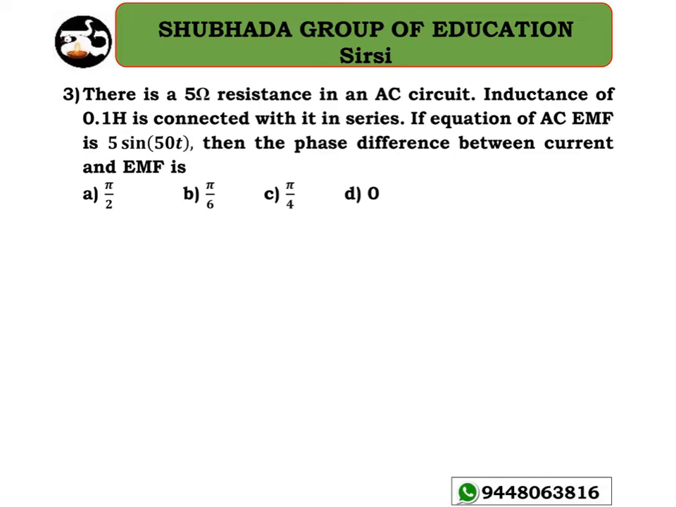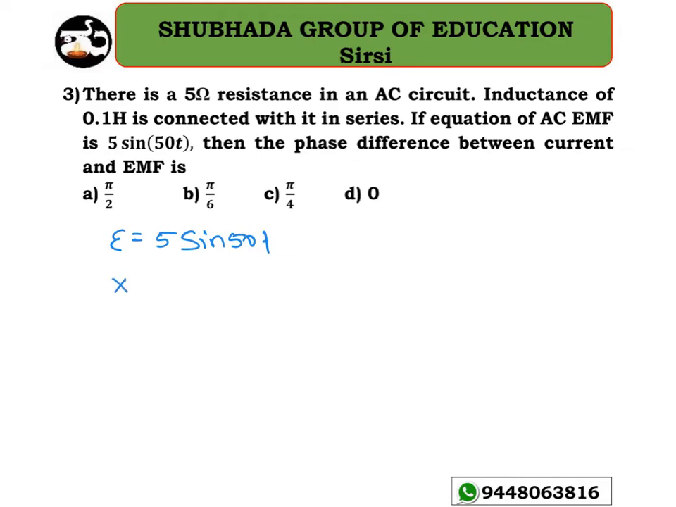So let's try to find out the value of XC as well as XL. They have given E equal to E naught sin, that is 5 sin 50t. 50t is given. I need to calculate the value of phi here.